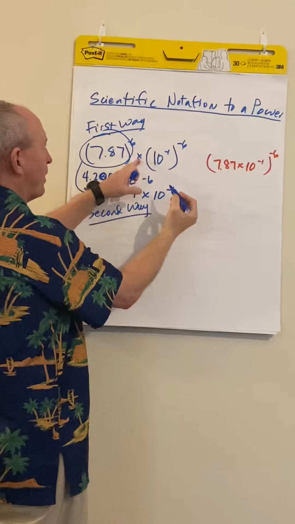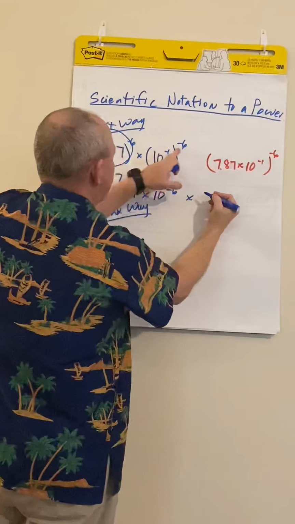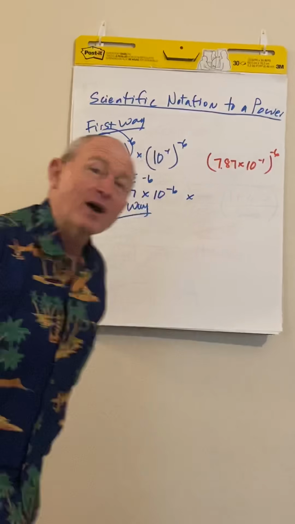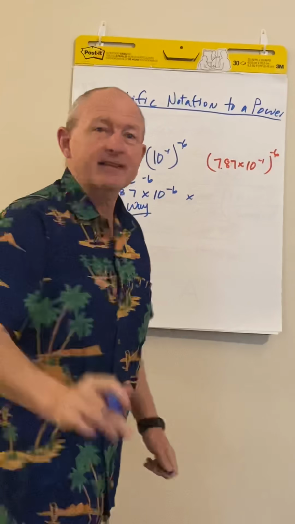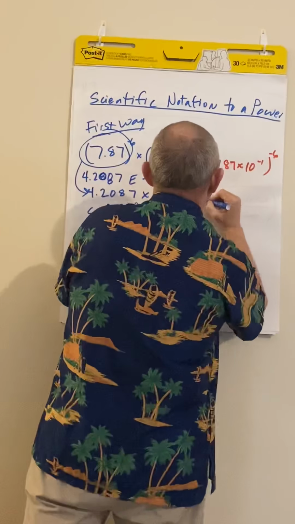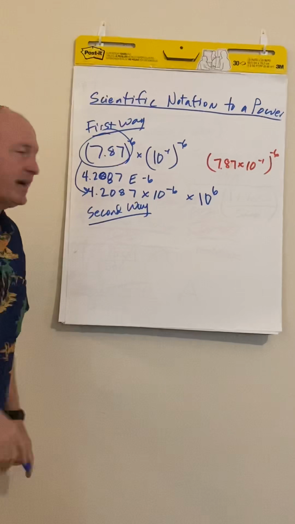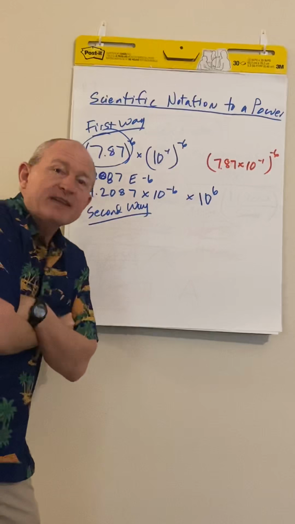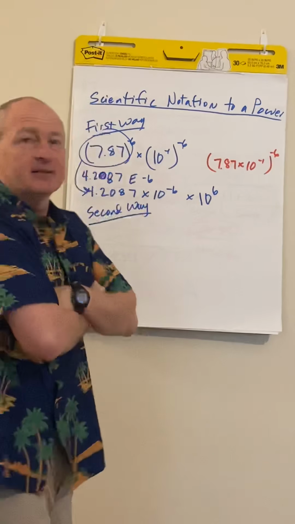So this part is right here. But I still got to do this part. Times, so now I got to figure out this. What's -1 times -6? Right, it's 6. So that's times 10 to the 6th. So that looks really confusing now. I got 4.2087 times 10 to the -6 times 10 to the 6th.